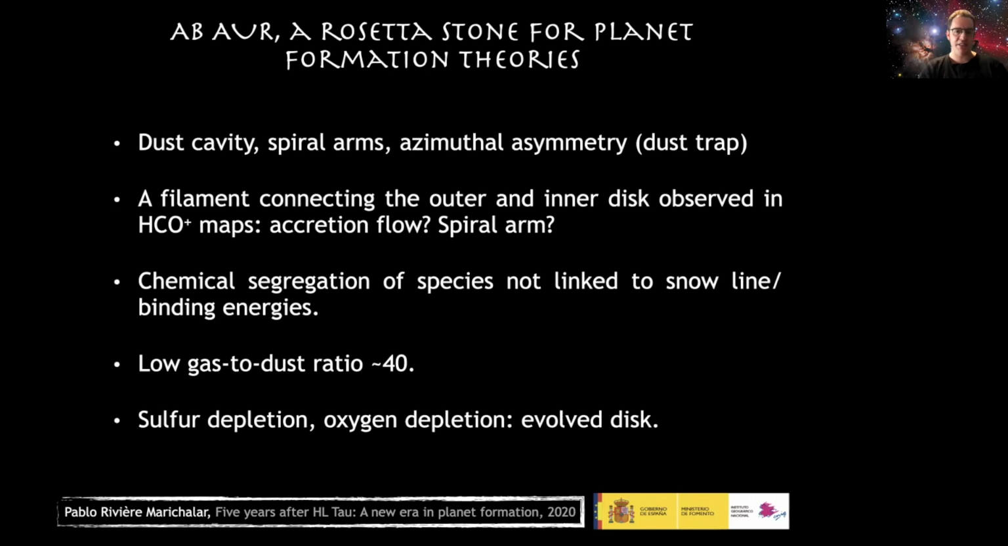We see hints of a strong chemical segregation. We see that both models and observations seem to be better fit with a gas to dust ratio of 40. And also models are telling us that we have a strong sulfur depletion and also oxygen depletion, which are signatures of an evolved disk. And this is all I wanted to show you.